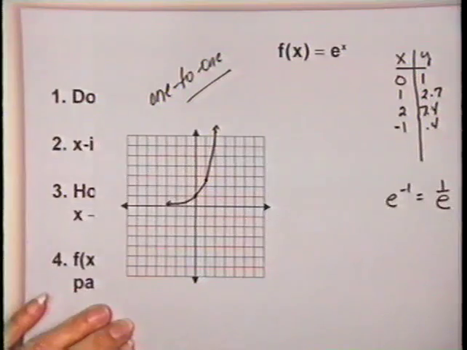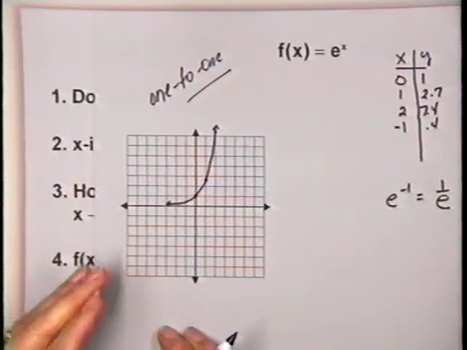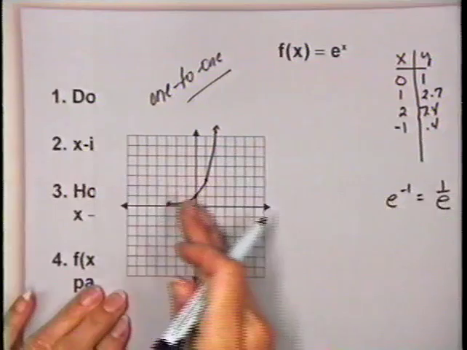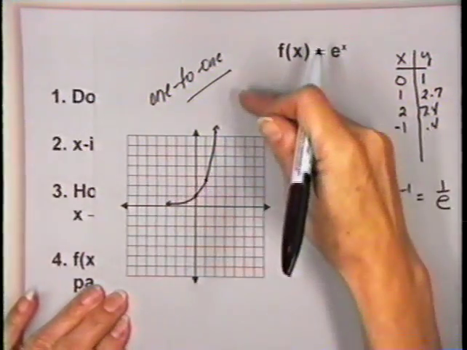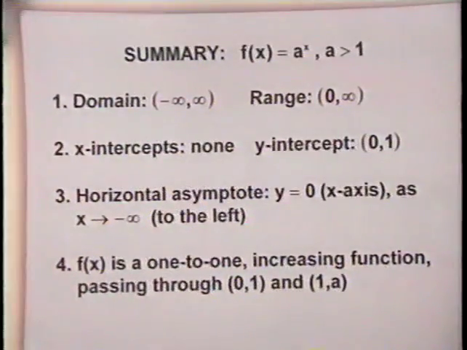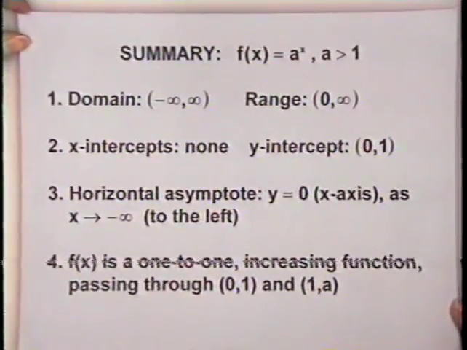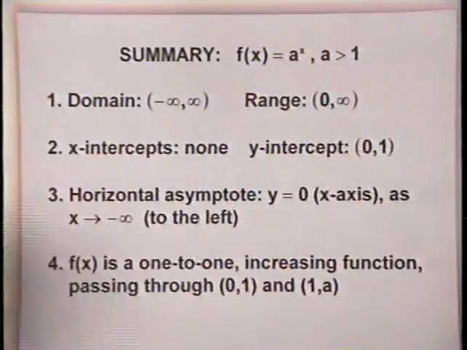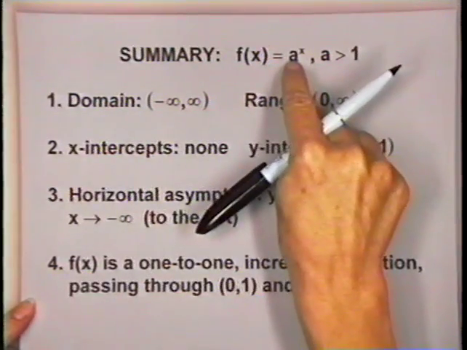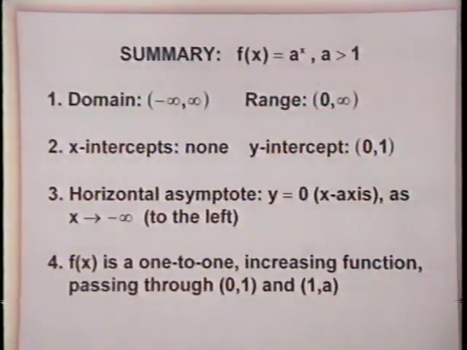I also mentioned in this summary that my function was increasing. Remember, when looking at a function, you read it from left to right, just like a page of print. So as we move our eyes from left to right, our function is going up, or it's increasing. You may want to jot down these key points about exponential functions because they are very important in our understanding of exponential functions. Keep in mind, this is for the basic, simple little exponential function, a to the x.